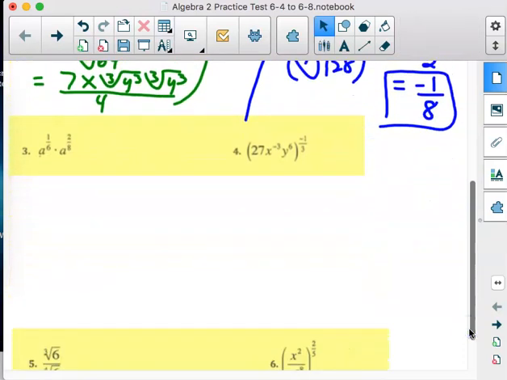Alrighty. 3. That looks pretty basic, doesn't it? We've got 2 bases of A, and we're supposed to multiply them. What do you do with the exponents when you're supposed to multiply similar bases? You do add. Oh, problem. Why is that trouble? It doesn't have a common denominator.